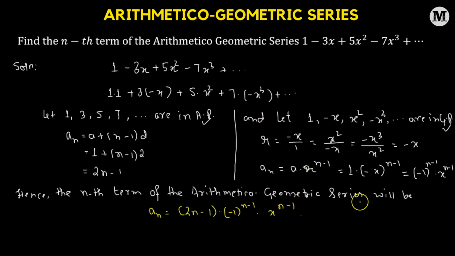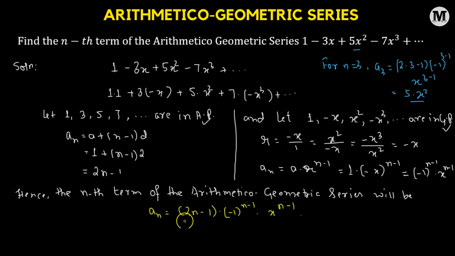Now let us verify. Let's say we consider n equal to 3. For n equals 3, a_3 is going to be equal to 2 times 3 minus 1, multiplied by negative 1 raised to the power of 3 minus 1 times x raised to the power of 3 minus 1. So 2 times 3 is 6, and 6 minus 1 is 5. Negative 1 raised to the power of 3 minus 1 is negative 1 squared, which is positive 1. That gets multiplied by x raised to the power of 3 minus 1, that's x squared. So the third term is 5x squared, and this is indeed matching the original series.